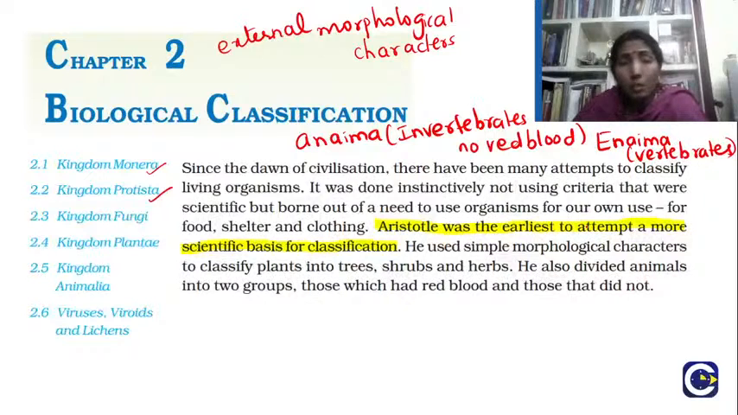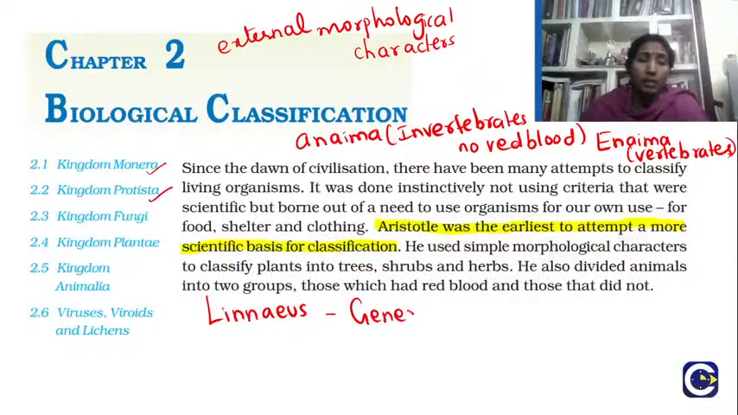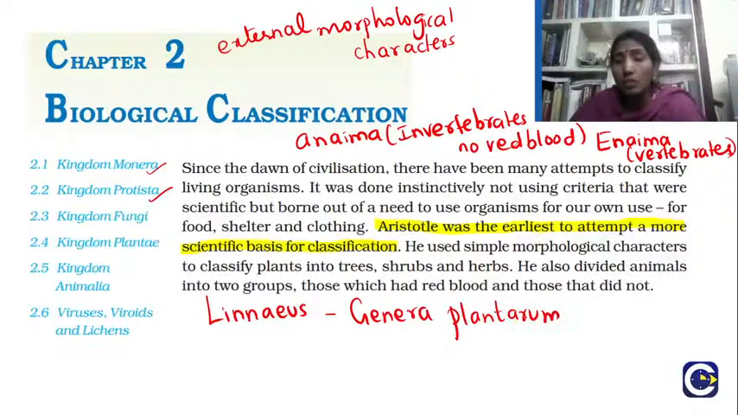So this was the earlier way of classifying things. Aristotle differentiated the animals. He was the first to make that attempt. Then it was later followed by Linnaeus, who proposed that system, what he has written in his book, the Genera Plantarum. Okay, so this you need to know.